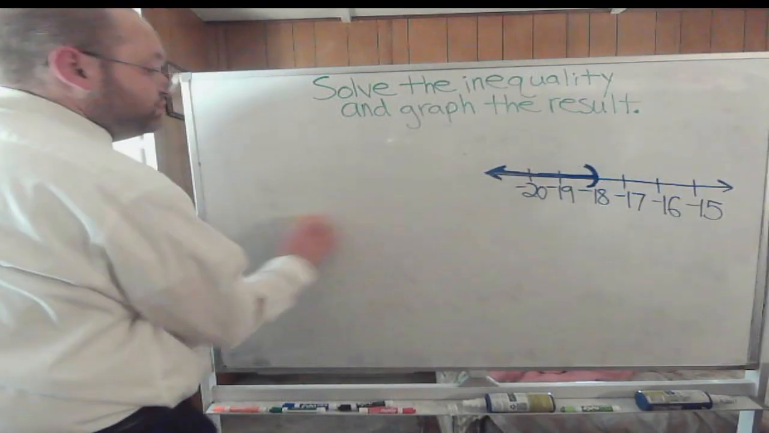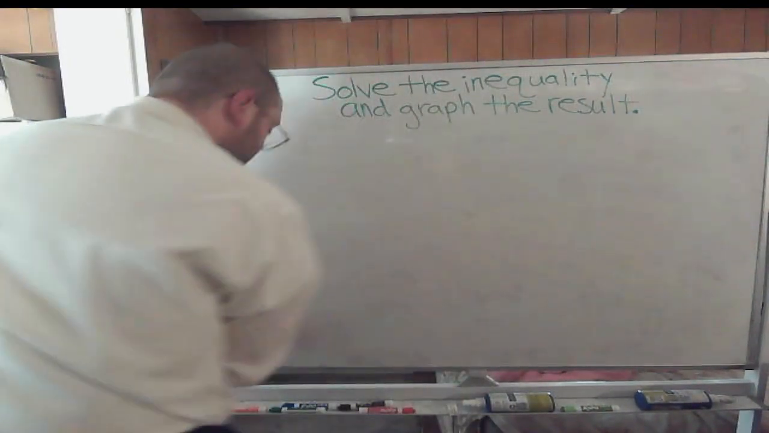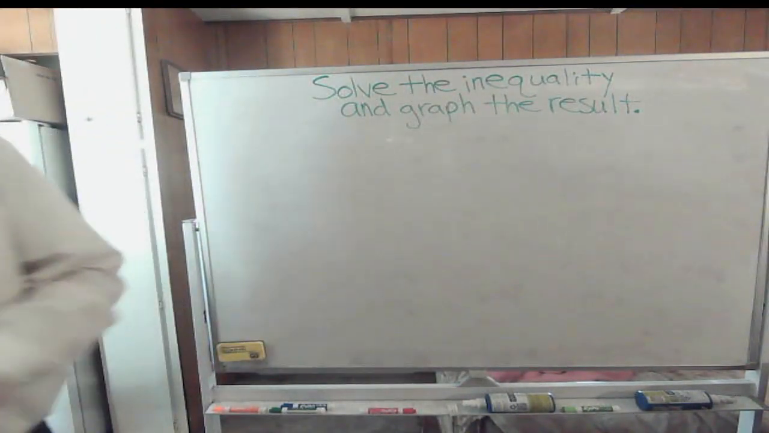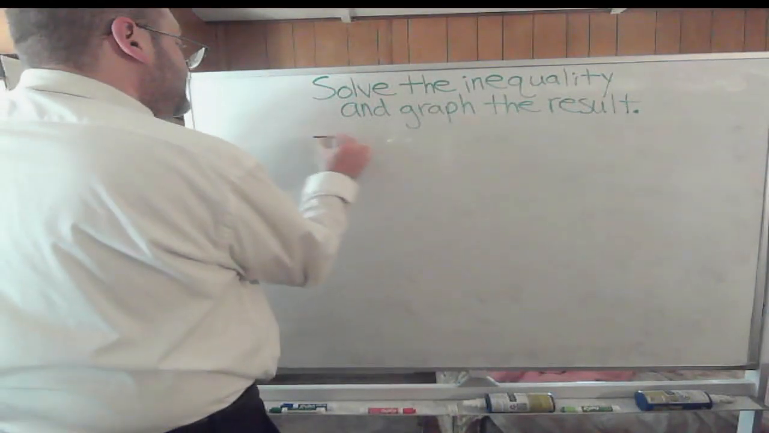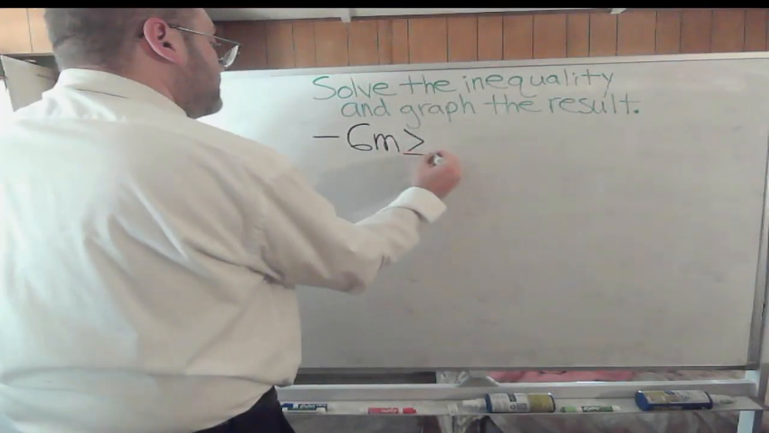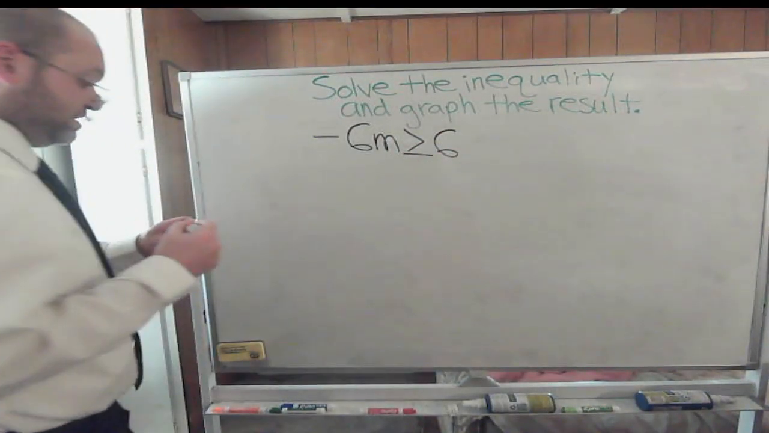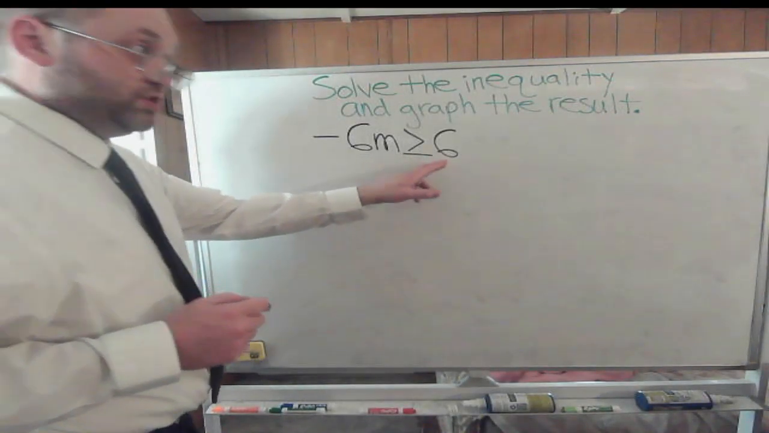So that wasn't too terrible either. Alright, what's next here? Oh, good one. Negative 6m is greater than or equal to 6. So now we're seeing negative 6m is greater than or equal to 6.